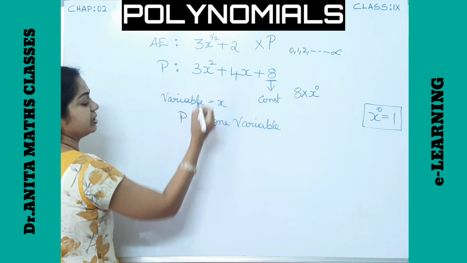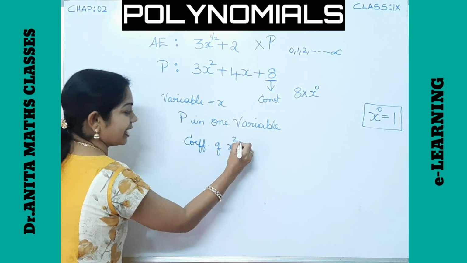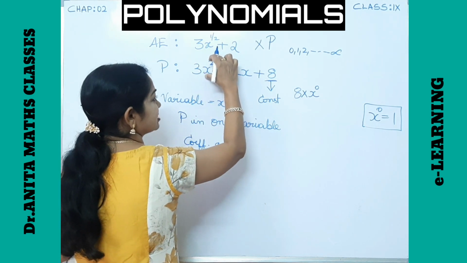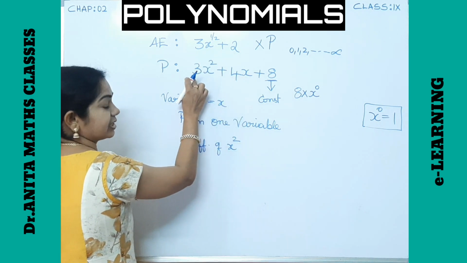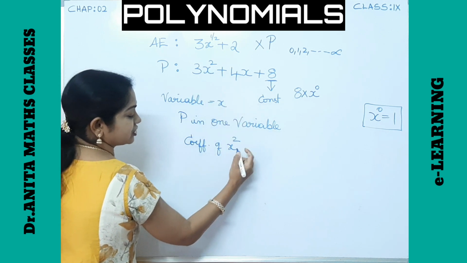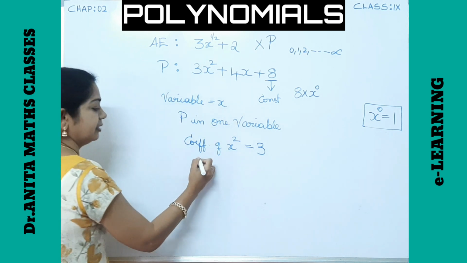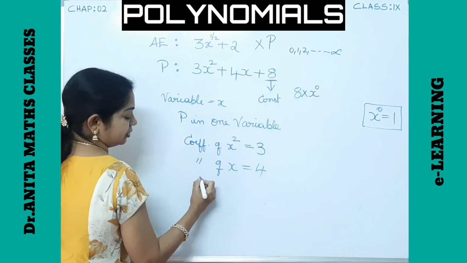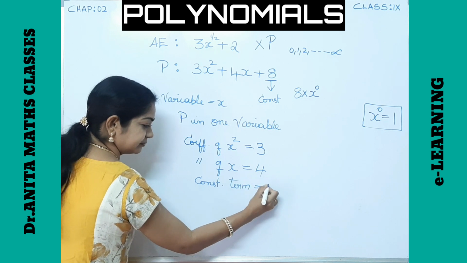Now what is the coefficient here? We discussed the coefficient of x square. Here x is a variable, but the power is 2. So x square is again the variable, isn't it? For the x square, what is the coefficient? The integer constant attached, that means multiplied to the variable, is called a coefficient. So the coefficient of x square is 3, and the coefficient of x is 4, and the constant term is 8.